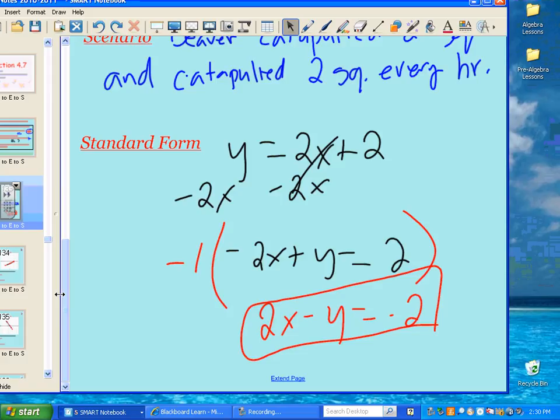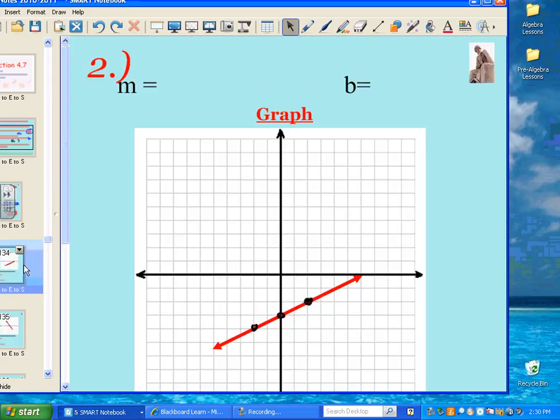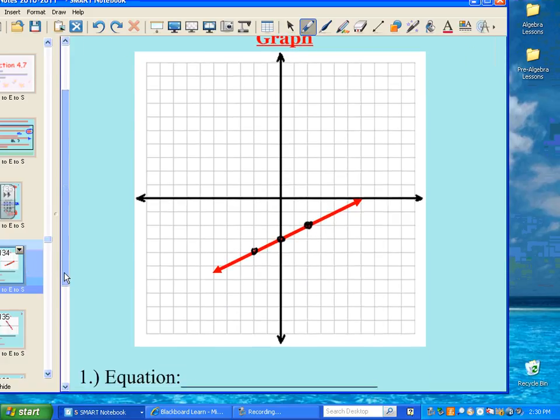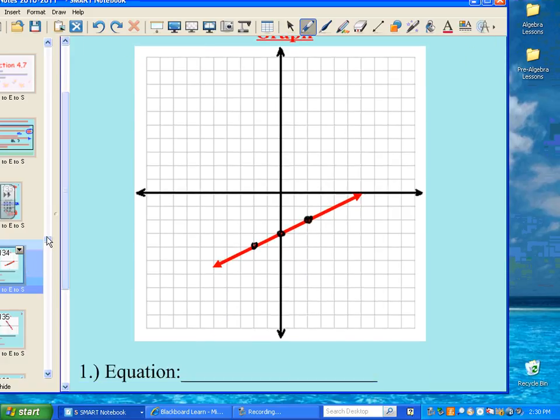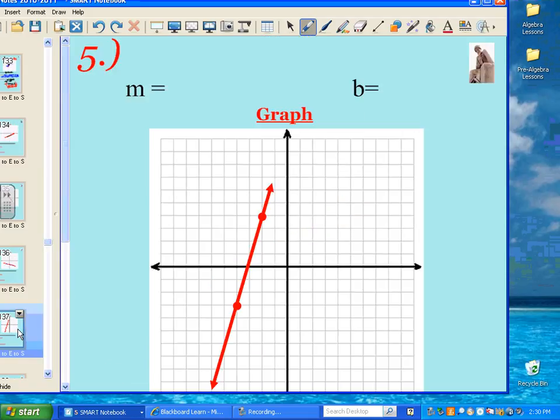Okay, this is 0, 1. This is 2, negative 2. And then your third point is negative 2.